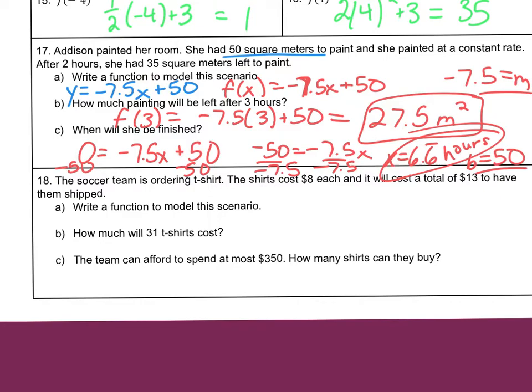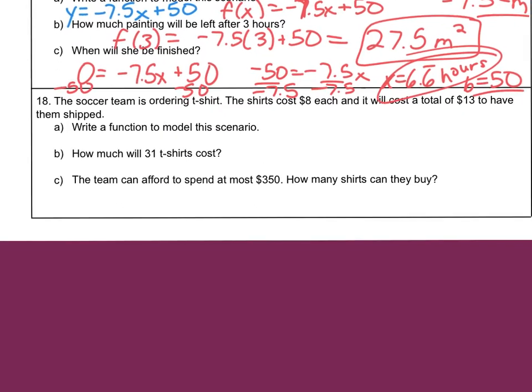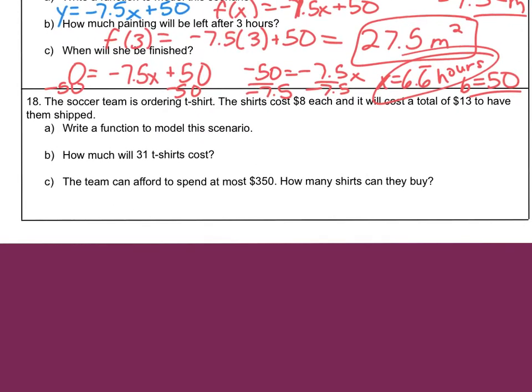Okay. Soccer team is ordering t-shirts. Shirts cost $8. It will cost a total of $13 to have them shipped. That one's a lot easier than the last one. Okay. So $8 each, it will cost $13 to have them shipped. y equals 8x plus the shipping cost, which is 13, or f of x equals 8x plus 13.